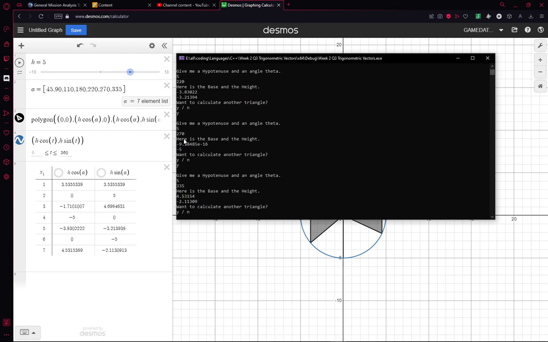So let's check another one with 270. So 270 is the next one down the line. So that is 0. This is basically 0. And then negative 5, and we have that right there.